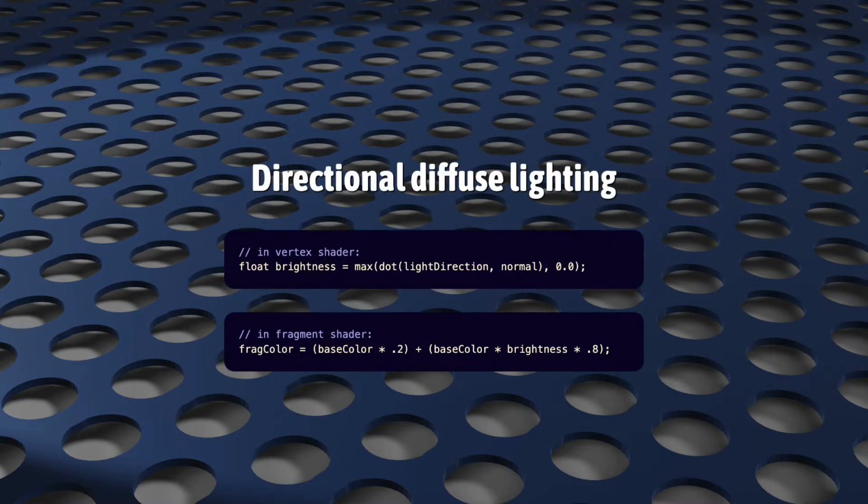For part 1, here's the code that we'll be building up to. This is the simplest version of directional diffuse lighting that you can have. We're calculating a brightness factor here using just a single dot product calculation. We're using that to boost the base color of our object. In certain simple situations, this may be the only code that you actually need.